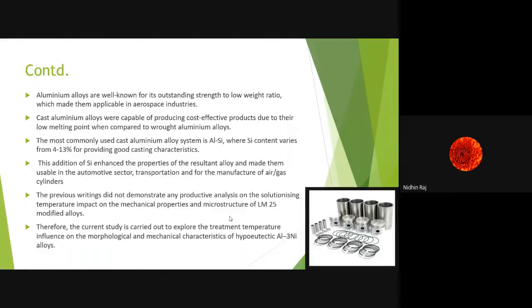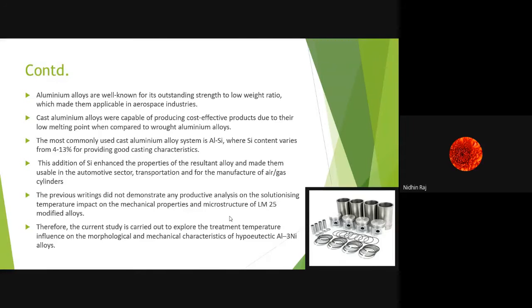Now moving on, these aluminum alloys are well known for their high strength to weight ratio, and these cast aluminum alloys are capable of producing cost-effective products due to the low melting point, when compared to the wrought aluminum alloys that we usually see.